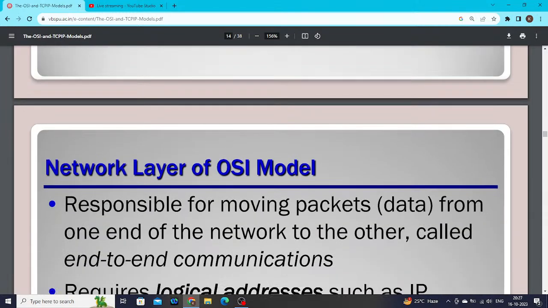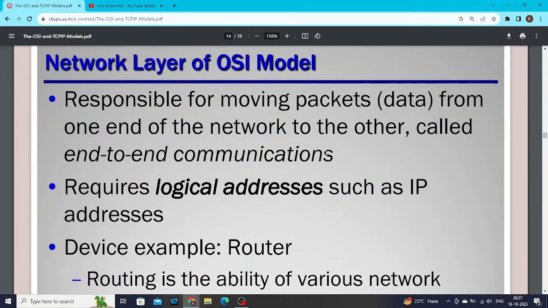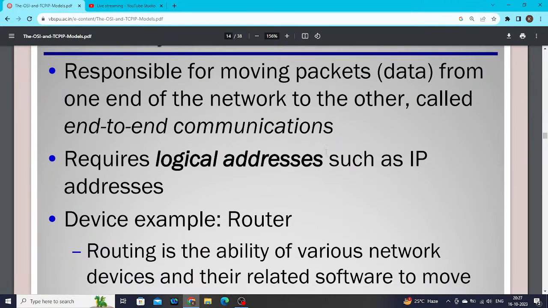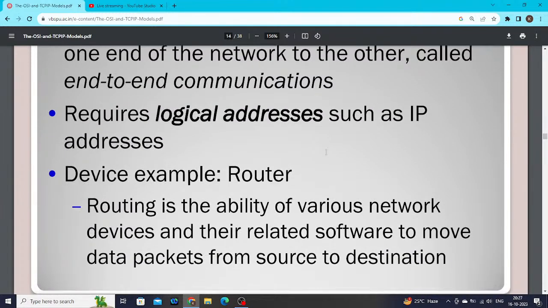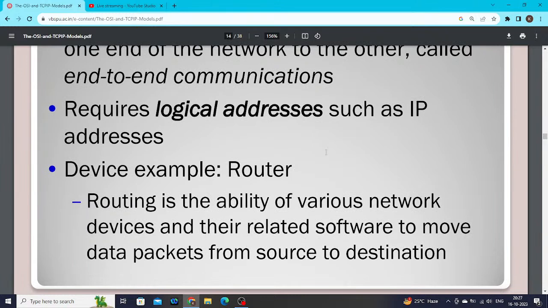Then your network layer. The network layer is responsible for moving frames into packets from one end of the network to another end, called end-to-end communication. It is required for logical addresses such as IP addresses. Devices, for example, your routers. Routing is the ability of various network devices and their related software to move data packets from source to destination.